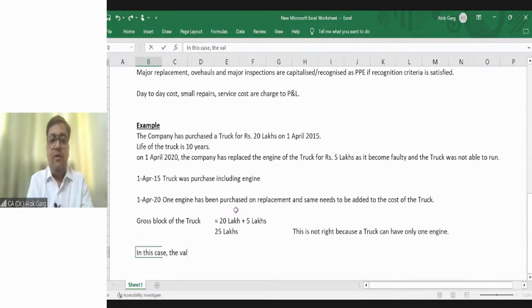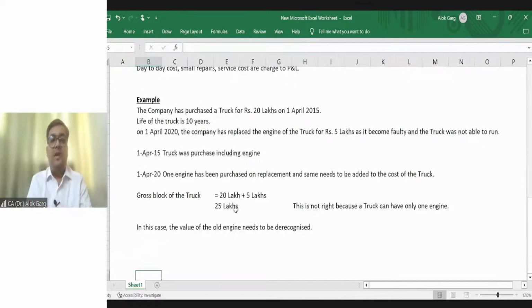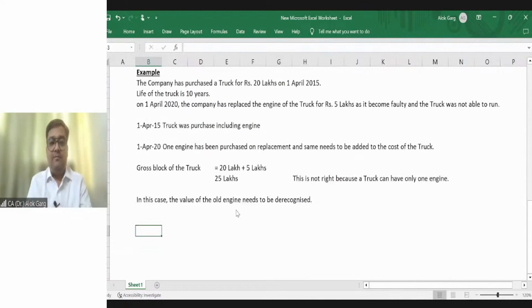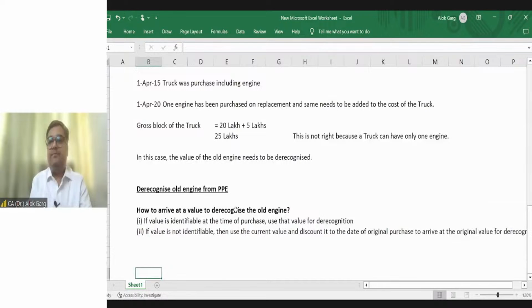the value of the old engine needs to be de-recognized, decapitalized. Sir, how to de-recognize the old engine? So let me tell you how to de-recognize the old engine from PPE.